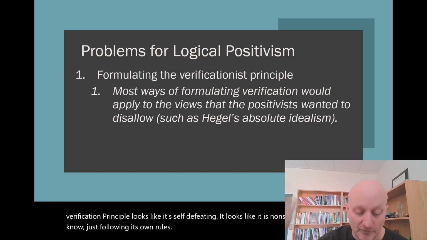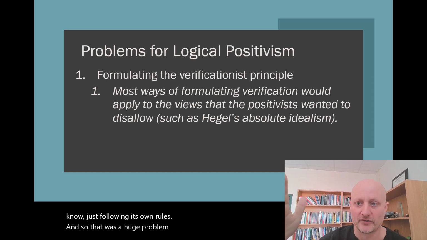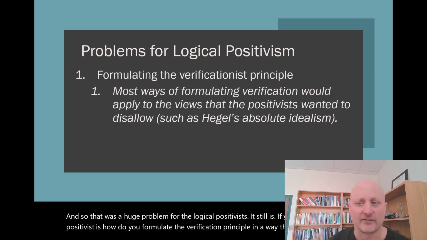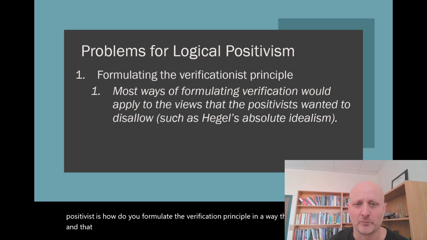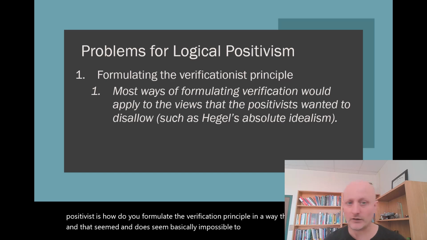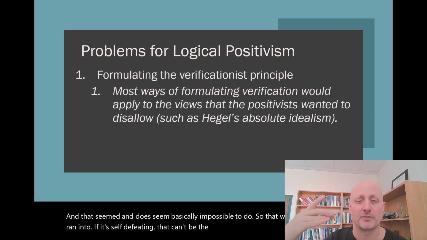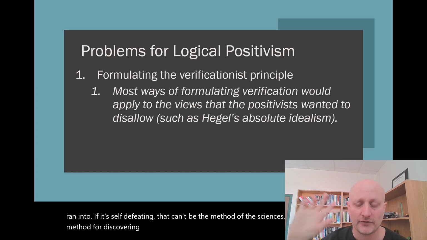And so that was a huge problem for the logical positivists. It still is, if you want to be a logical positivist: how do you formulate the verification principle in a way that's not self-defeating? And that seemed and does seem basically impossible to do. So that was a huge problem they ran into. If it's self-defeating, that can't be the method of the sciences, right? That can't be the method for discovering truth. So that's a big deal.